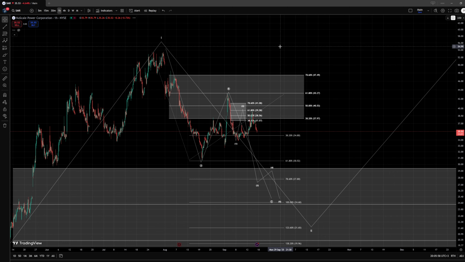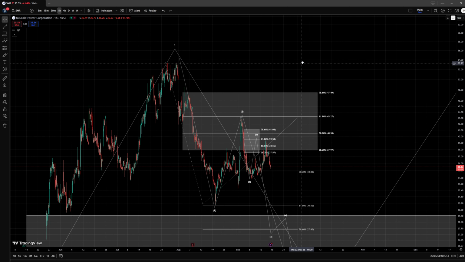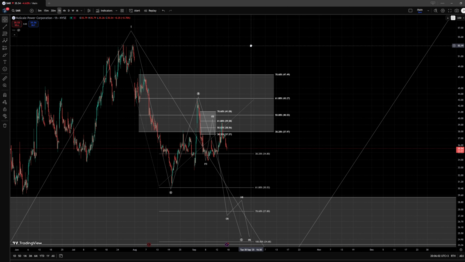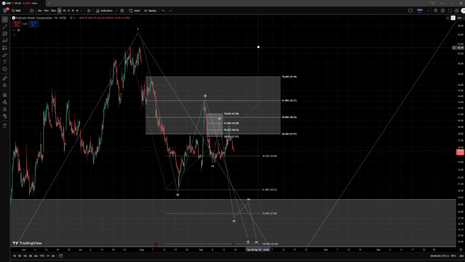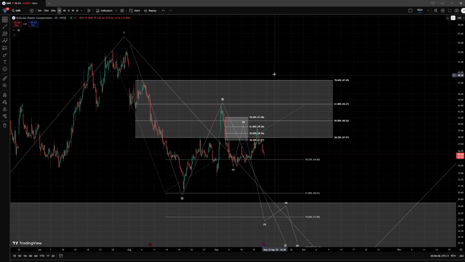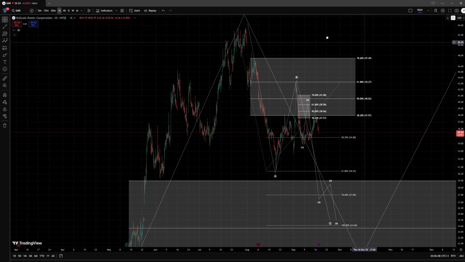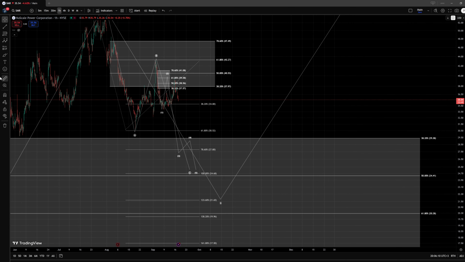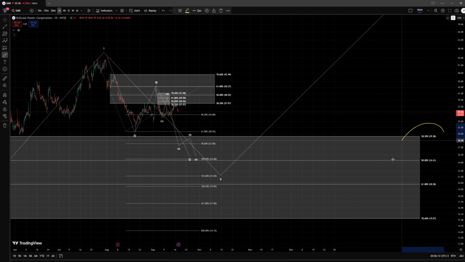Now that is not a guarantee. It could develop in ways that might make it a little bit more difficult to find an entry than that, but we will still quite hopefully at least reach the larger support zone that we have here for the wave 2.